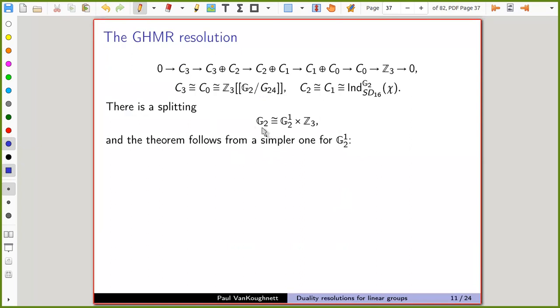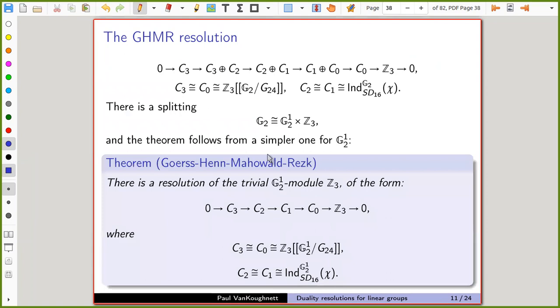resolution. So G2, oh, and I copied down the basics of the resolution up here so that you can still see them. So the group G2 splits off a central factor of Z3. And the kernel of that splitting is called G21. And there's a simpler theorem for G21 out of which this more complicated theorem is proved. So there's a resolution of the trivial G21 module, which looks like this.